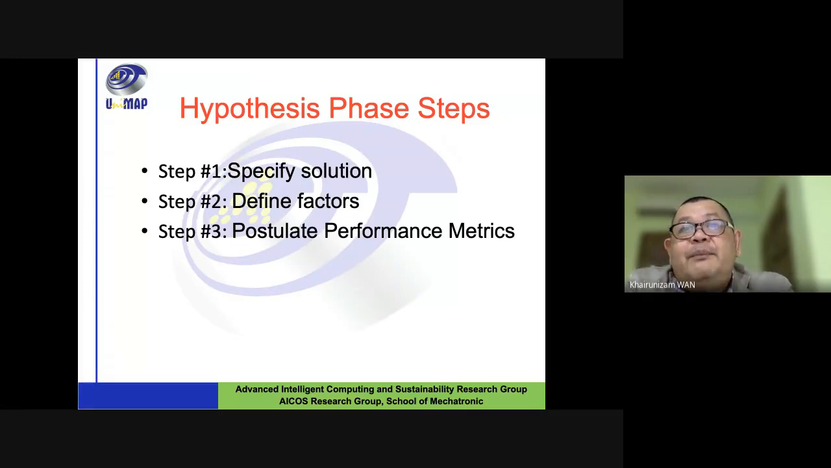The postulated performance metric is a performance measure. How to measure the investigation? If the result of the measurement is good, it means the research objective is achieved, and the problem statement is solved.